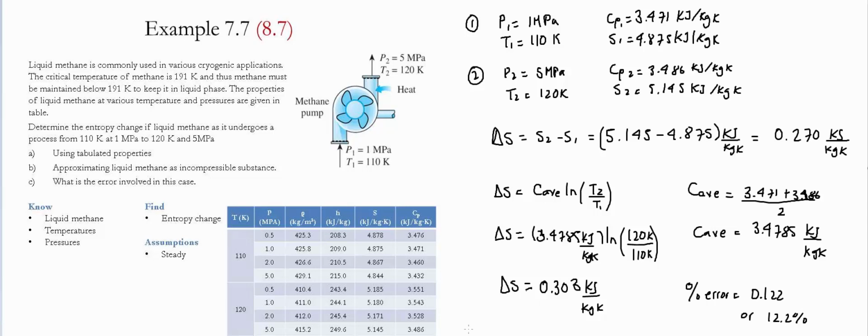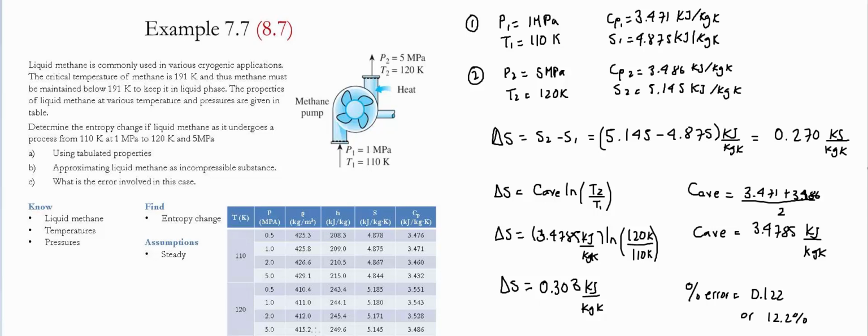Notice that this approximation evaluates liquid methane as an incompressible substance. Incompressible indicates that the value of the density remains constant. So let's evaluate how the density changes between these two states. We have 1 megapascal at 110. We have a density of 425.8 kilograms per meter cubed. Then if we go to 5 megapascals, we find the density to be 415.2. This is a difference of about 3%, which is not a high value for a difference, which allows us to say that yes, we could treat this as an incompressible substance.